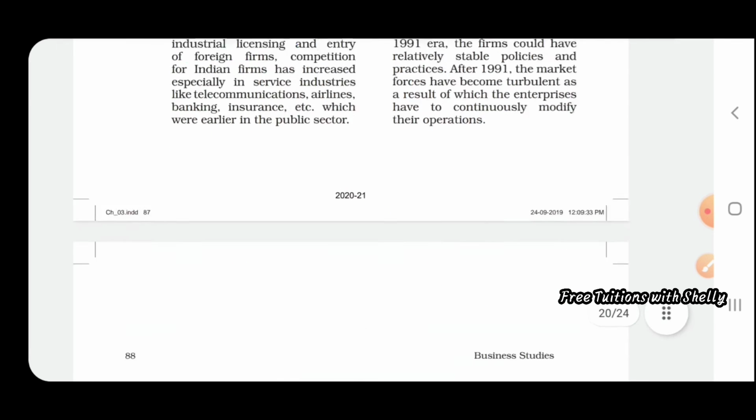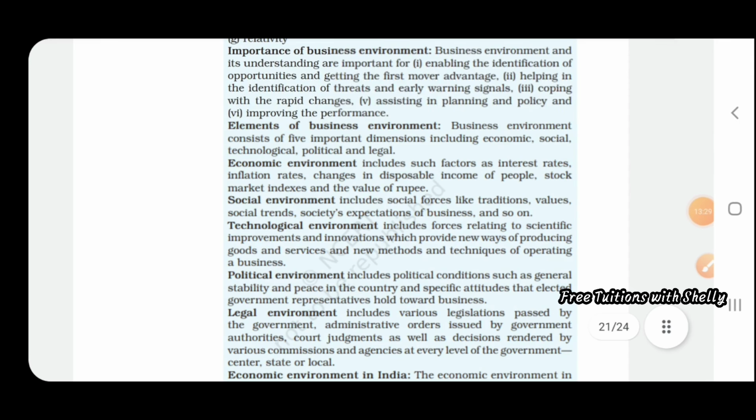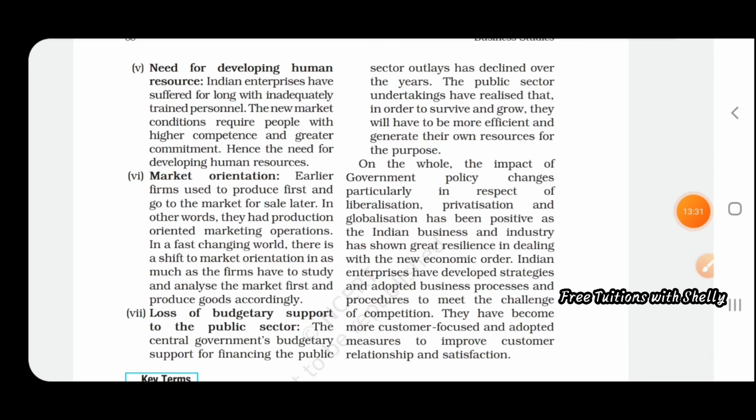Fifth, the need for developing human resources. As technologies have changed, we need trained personnel. So we need to develop human resources. Training must be given to those people, and well competent persons must be selected.